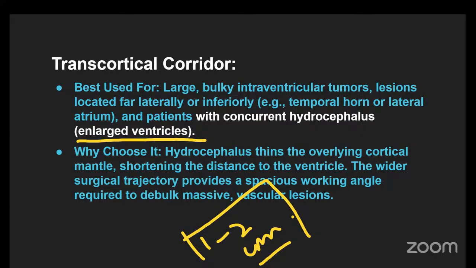So what ends up happening is, if there's hydro or if the ventricles are enlarged, they tend to thin the cortical mantle. Because the cortical mantle is relatively thinned out, it reduces the distance. It also reduces the surgical trajectory, and we are going to damage lesser cortex in comparison with if there was no hydrocephalus. Because the normal size of ventricles is very small, it will be very difficult to locate without hydro.